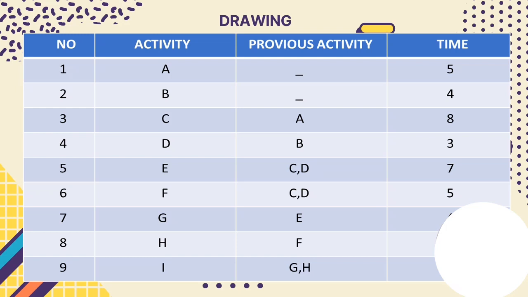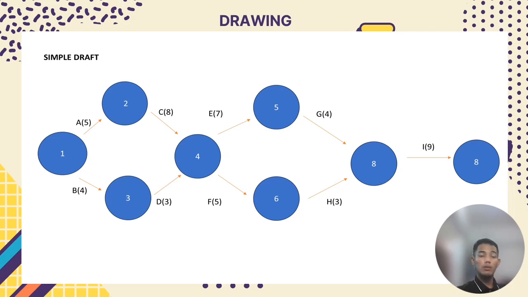Okay, for the next slide, I want to share about drawing a simple CPM diagram network. Based on the table, I write the number one and draw an arrow to number two for activity A, and this arrow to number three for activity B. For this arrow, based on the table, activity C depends on activity A, and activity D depends on activity B.